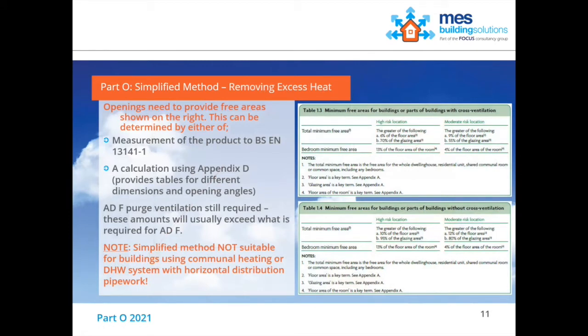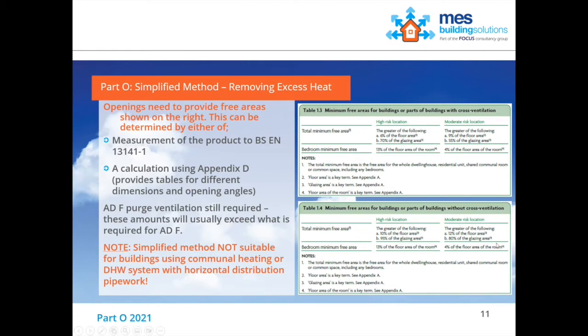We also need to provide a means to remove excess heat from the building. And again, in the simplified approach, this is set by looking at a couple of tables, basically. So for our block of flats in Nottingham, which is therefore moderate risk without cross ventilation, we look at the table at the bottom. This gives us a total minimum free area. So essentially, we are reliant in the simplified approach on opening windows. That's our means of getting heat out of the building.